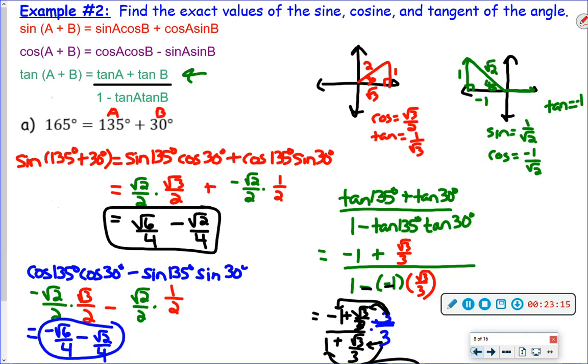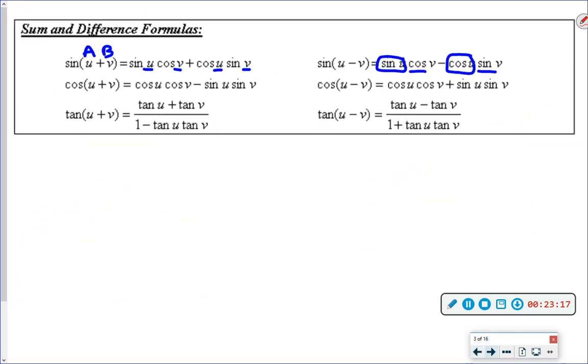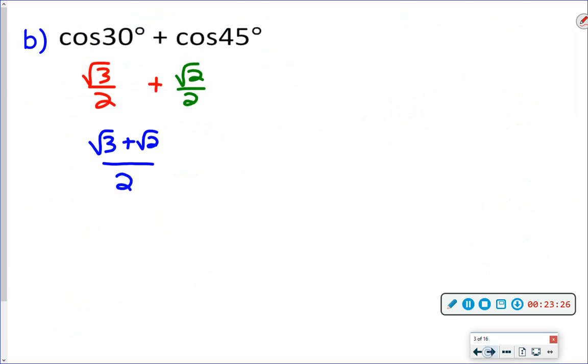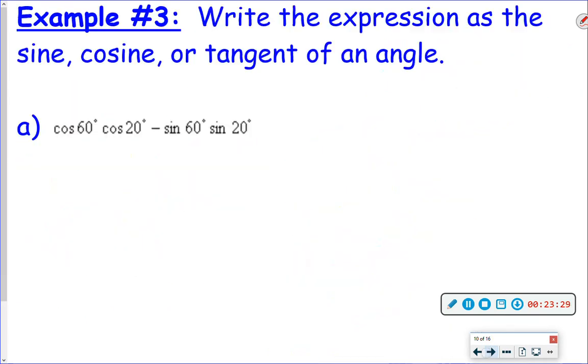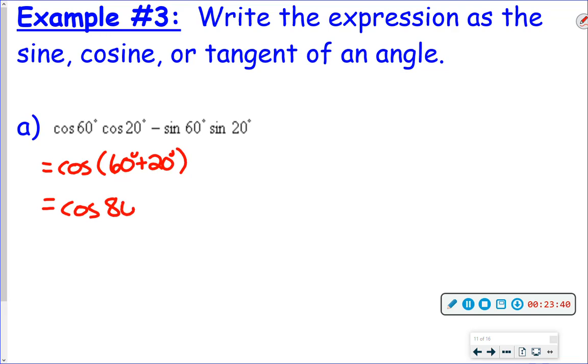So I'm going back to a page with the identities on it here. I'm going back to the very beginning. Cos, cos, and then we have minus sine, sine. Bam, here it is. So we have cosine of a sum. So keep that in the back of your head, cosine of a sum. So this is the same thing as the cosine of 60 plus 20, which of course I'm going to make that 80. And we're done. We don't have to calculate or draw any pictures or do anything. They just want you to write the expression as which one of it is, sine, cos, tan.